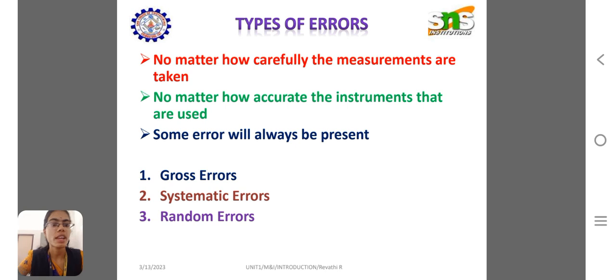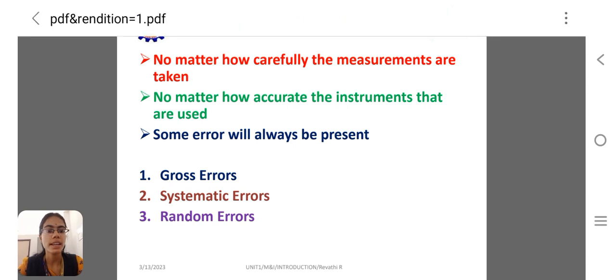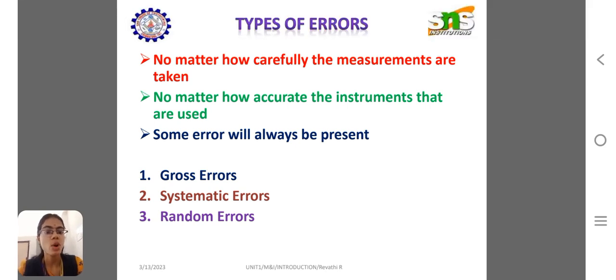Okay, the types of error. No matter how carefully the measurements are taken, no matter how accurate the instruments that are used, some error will always be present. Some of the types of errors are gross error, systematic error, random error. There are three types of error. First one is gross error, second one is systematic error, and the third one is random error. These are the most common types of error.